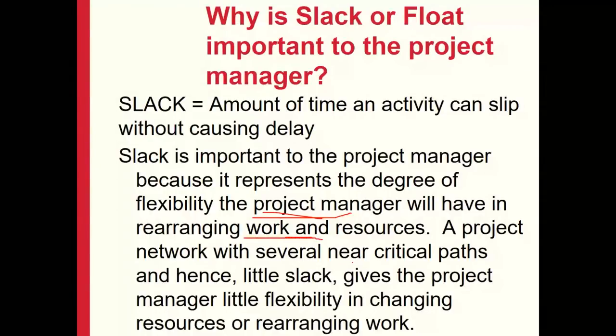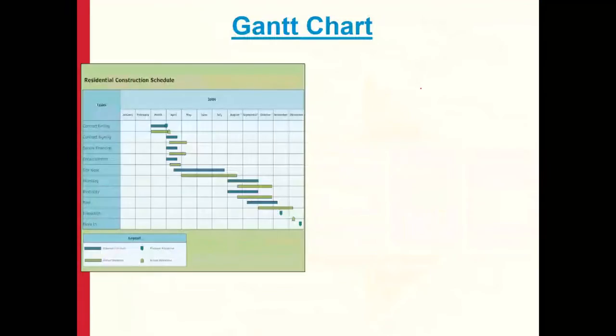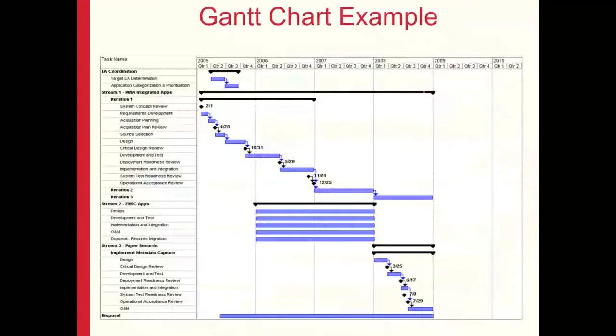A project network with several near critical paths, and hence little Slack, gives the project manager little flexibility in changing resources or rearranging the work. So if your project is ultra sensitive, optimized to an extent that there is no float or Slack, this also means that your project has very little flexibility in terms of management of resources. Our key focus today is resource management. The concept is very heavily tied to float or Slack, and we will be discussing both hand in hand.